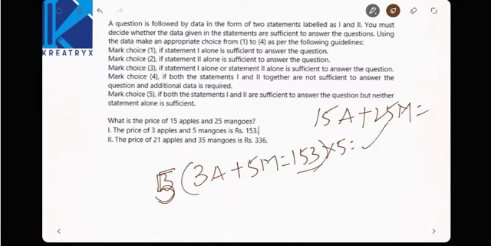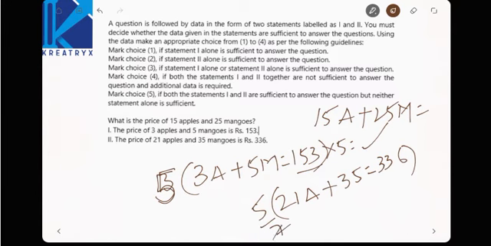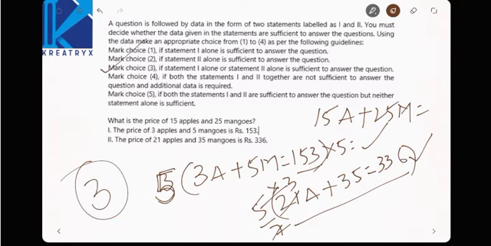Okay, that is from the first statement. Second one: the price of 21 apples plus 35 mangoes is 336. Can you get the answer from this statement? Yes. If you multiply this statement by 5 by 7, see here, 7 ones are 7, 3 times 5 by 7 will become 15, and 7 ones are 7, 5 fives are 25. Now you can get the answer from statement 2 also, right? So you can get the answer from statement 1 alone or 2 alone. So the answer will be 3, mark 3. Similarly, find out the next one.